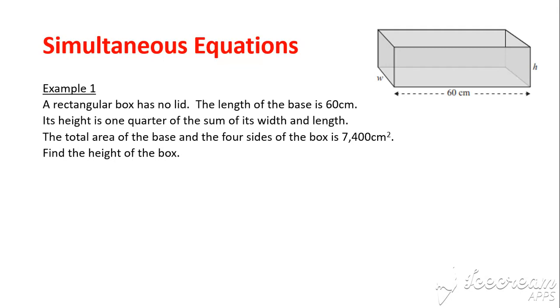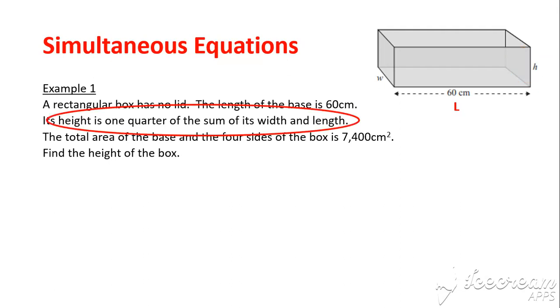This is based on the 2018 external exam. A rectangular box has no lid. The length of the base is 60 centimeters. Its height is 1/4 of the sum of its width and length. The total area of the base and the four sides is 7,400 centimeters squared. So our job is to find the height of the box. We know the length is 60, we don't know the width, and we don't know the height, but we are going to find the height.